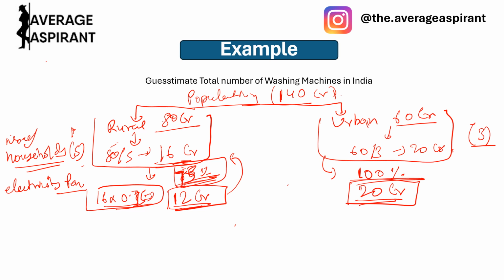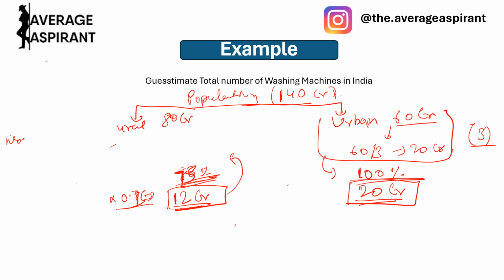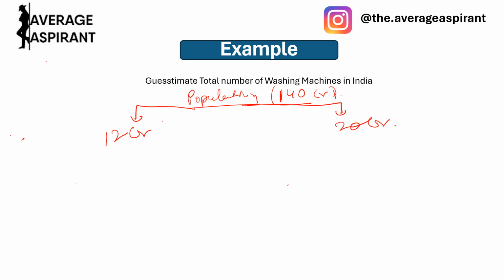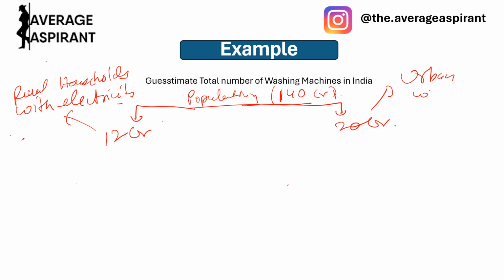Right? So I'll just clear this up and I will move these things up. I hope you understand how we got to 12 and 20 CR. Because there is a lack of space, it is important that you don't skip this video, otherwise you won't be able to understand. So we got 12 CR here, which was rural households with electricity, and 20 CR here, which is urban with electricity. I hope you understood how we got here.